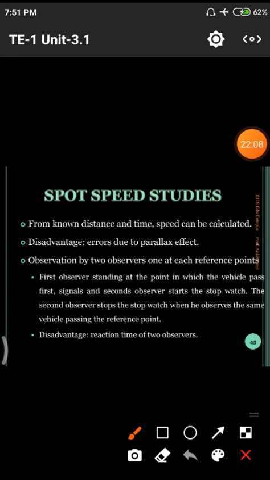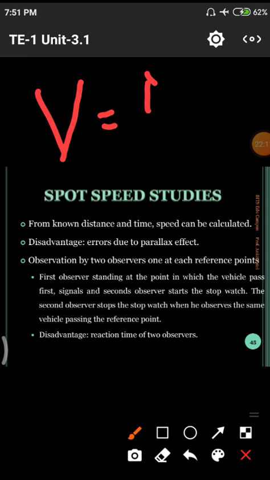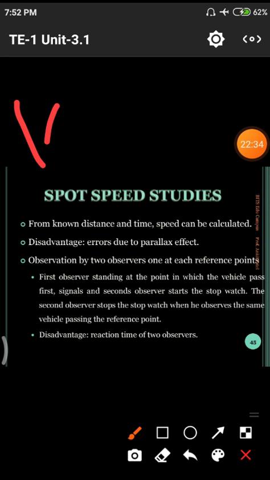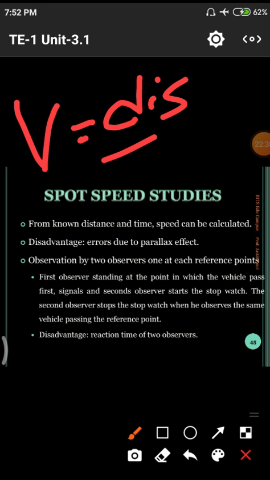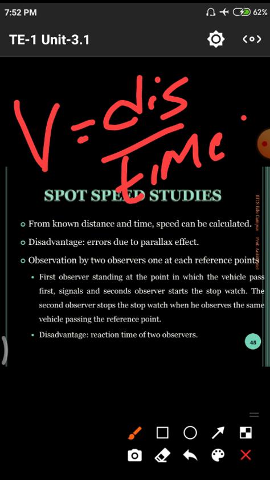I will show it, because we are confusing normally with our oral words. Velocity equals meter per second. That means meter is the particular length between the starting point and ending point, and second is the time taken to reach from the starting point to the ending point. That means velocity equals distance by time. This is the formula they are using to calculate spot speed studies. First one, from known distance and time. It means distance is known, time is also known. We simply have to calculate the speed in terms of velocity.